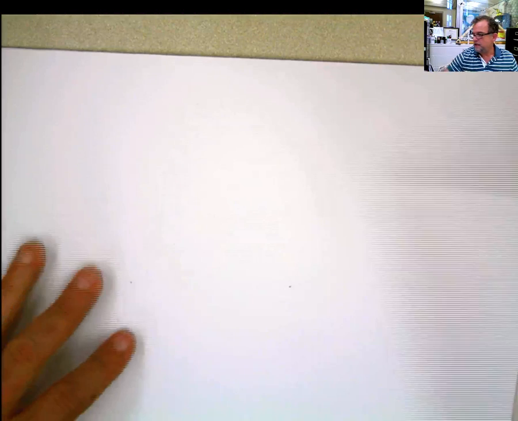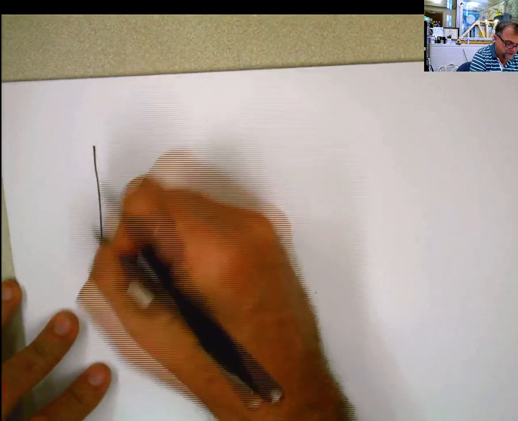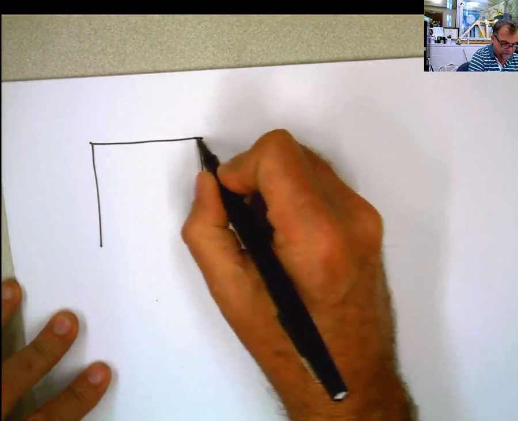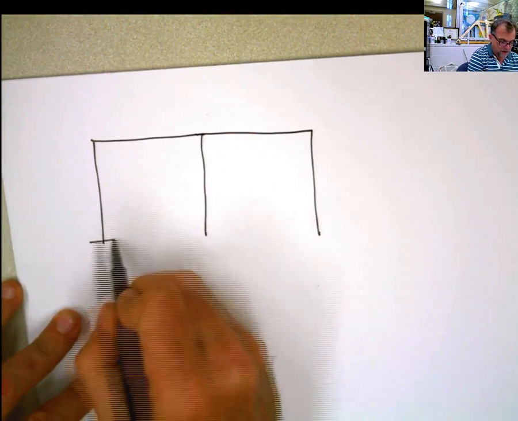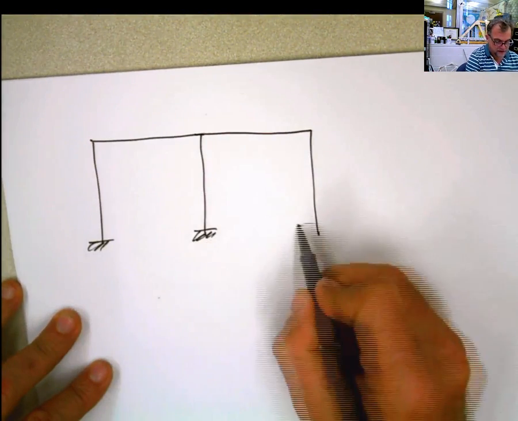That's it. So the method of the portal is very straightforward, and so far I only showed you with two. But what if you don't have two? What if you have now three? And this is fixed, and this is fixed, and this is fixed.